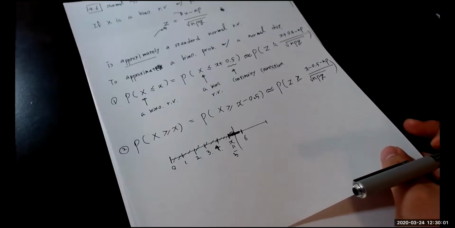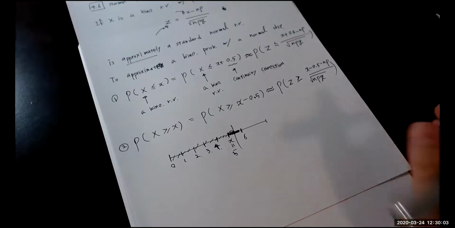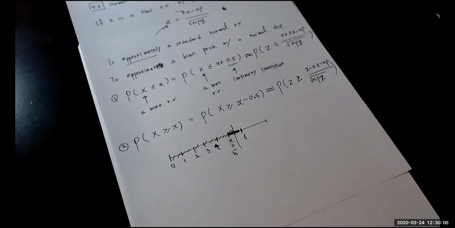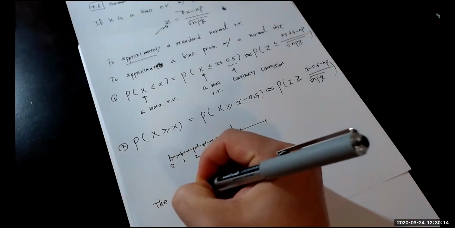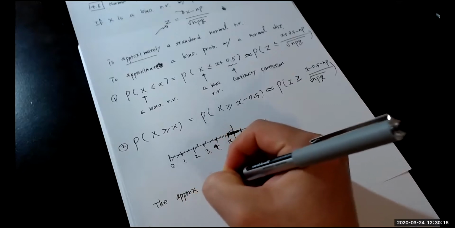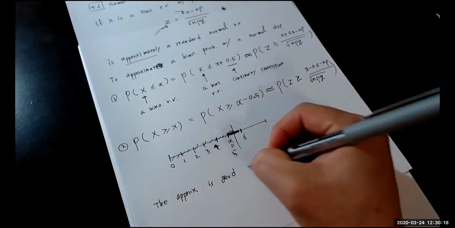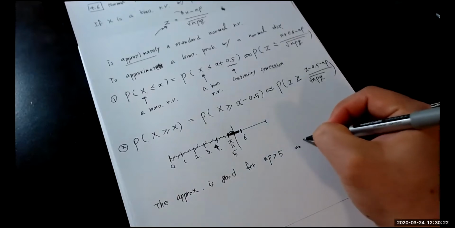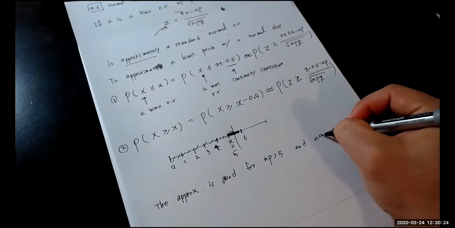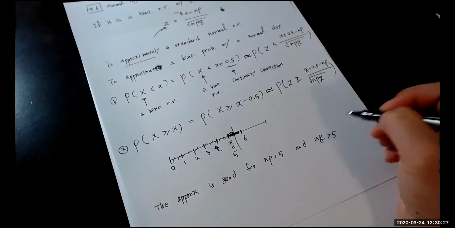So this approximation is good for n times p greater than 5, and n times q also greater than 5.